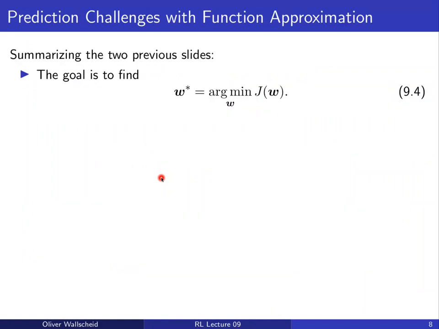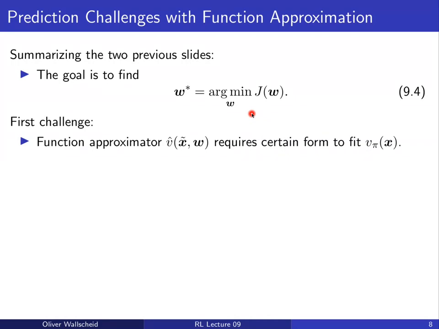So what are the prediction challenges, even if we focus only on on-policy prediction? Of course, what is the task in the prediction? We want to find a parameter vector w star, which is minimizing that prediction objective cost function J. And the first and very obvious challenge is that we need some kind of function approximator model. So for example, a linear estimator or some type of artificial neural network or any other type of differentiable function which is able to fit our true target v pi.